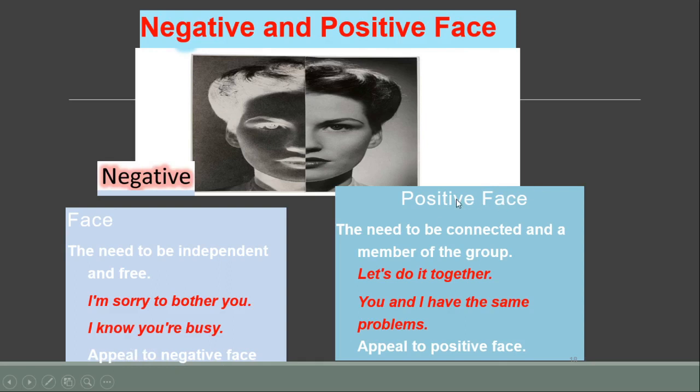But now look at the positive face. The need to be connected and a member of the group. "Let's go do it together. You and I have the same problems." Appeal to the positive face. It is being liked by others. You feel yourself as a member of the larger social group.